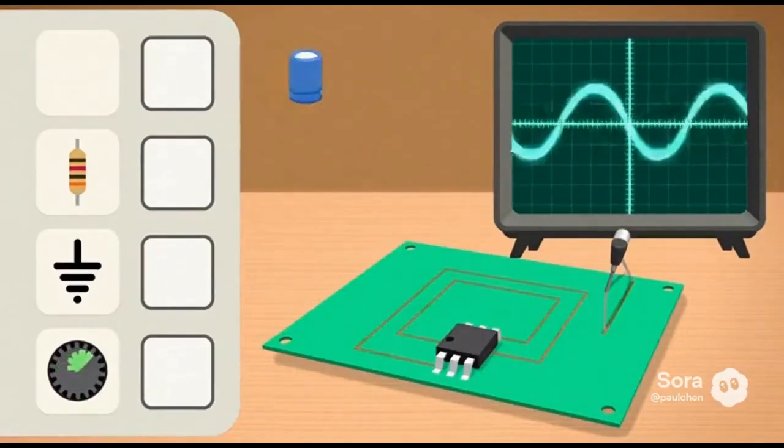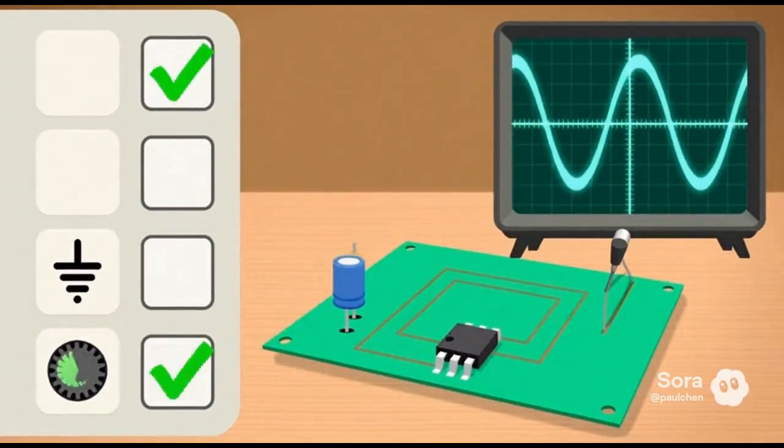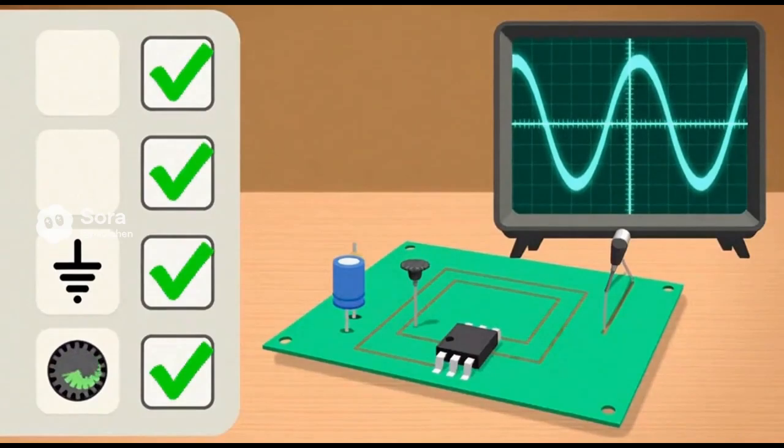Debugging works best when it's systematic. Check bias first. Then check gain, phase, components, and power. Step by step, oscillation emerges.